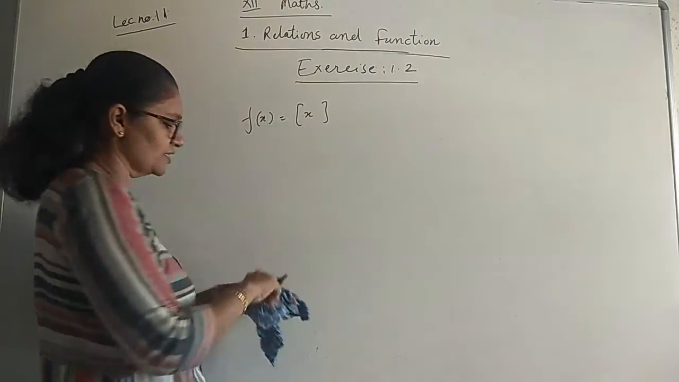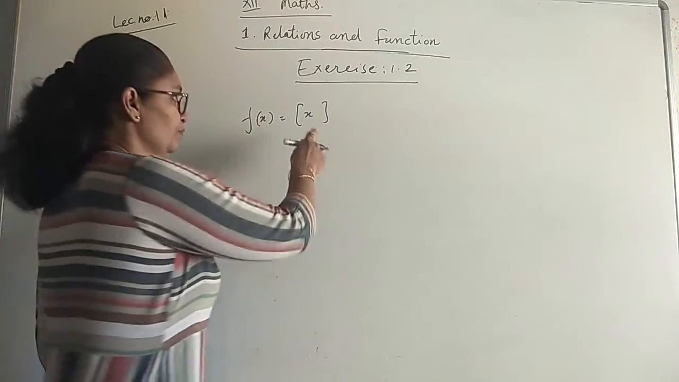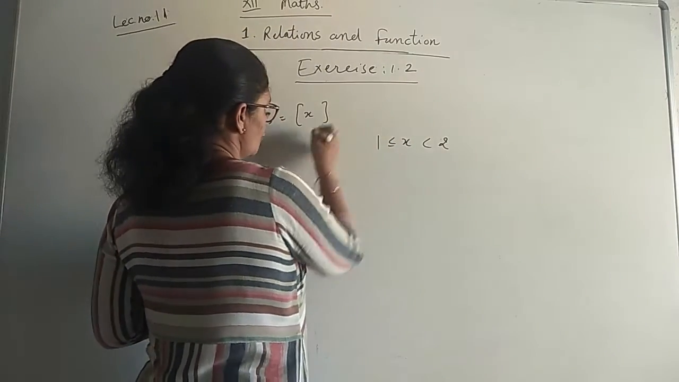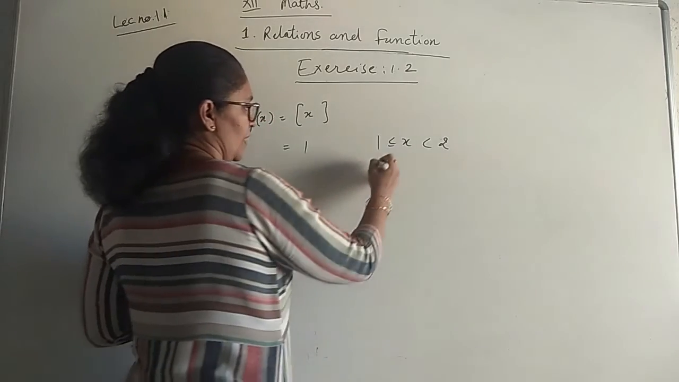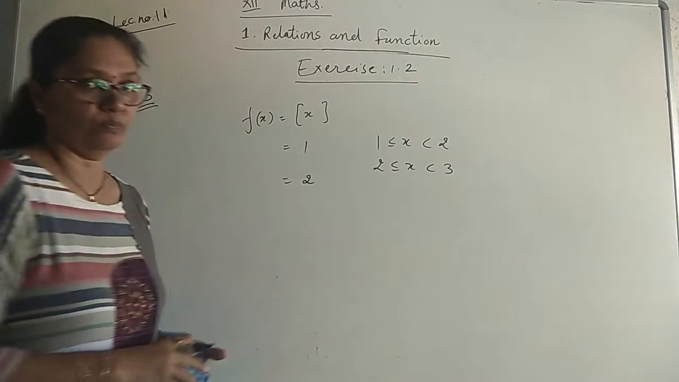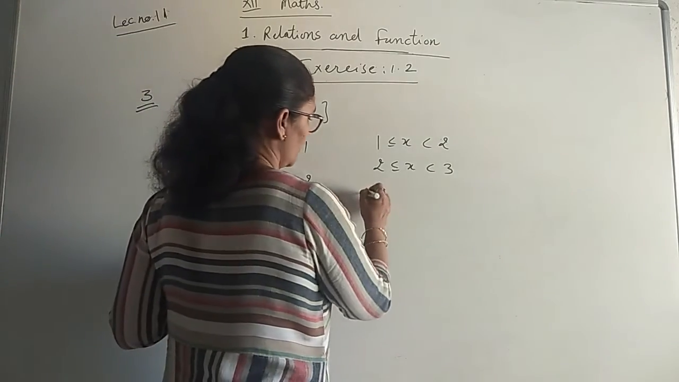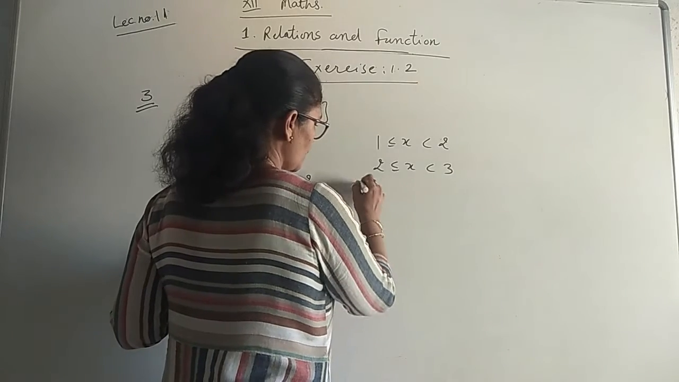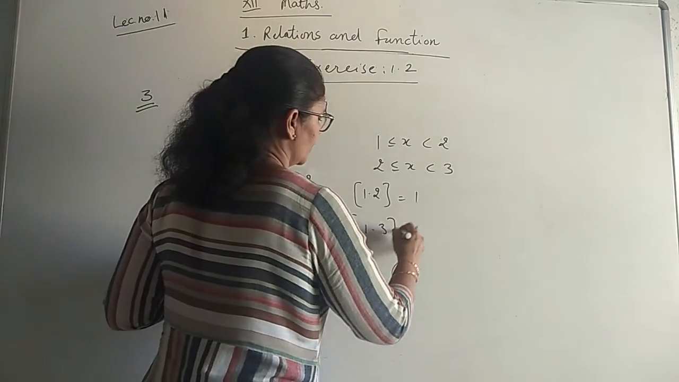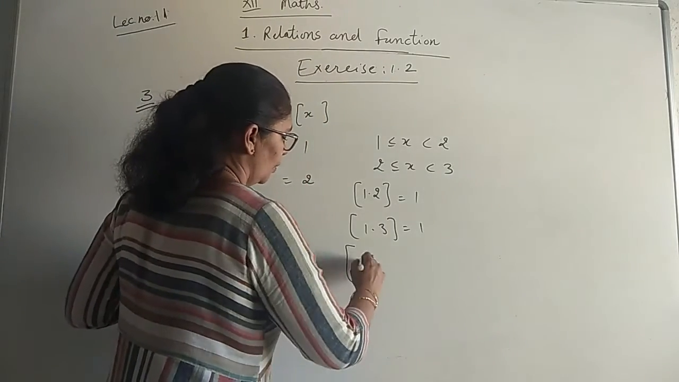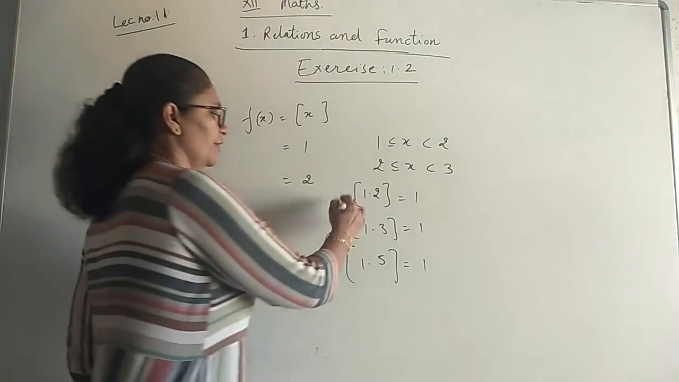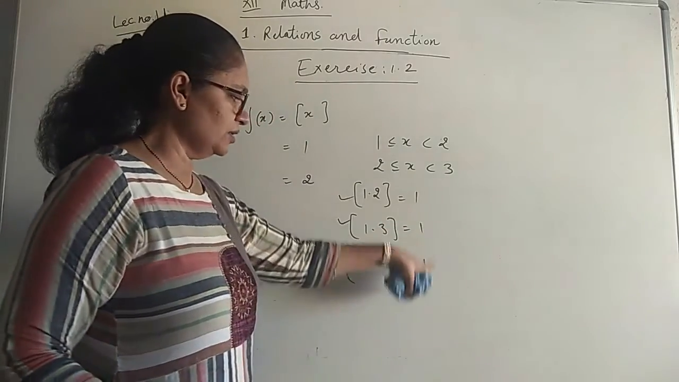Now here the integral function is given with the term 'less than or equal to' mentioned. Suppose I consider x between 1 and 2, then we have to consider 1. If x is between 2 and 3, then we consider 2. If the value is 1.2, writing [1.2], we consider 1. For 1.3, also 1. For 1.5, also 1. What is the meaning of it? For different inputs, you are getting the same answer.